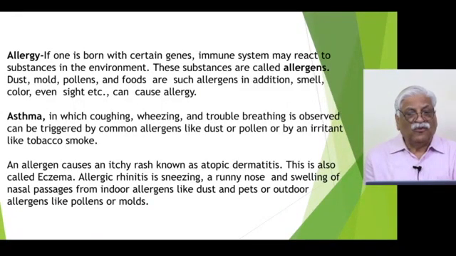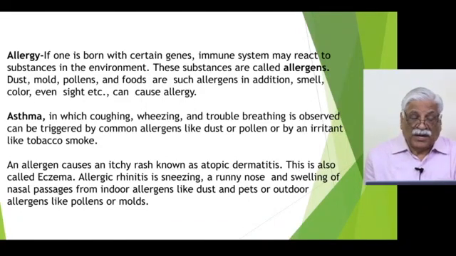What is allergy? If one is born with certain genes, the immune system may react to substances in the environment, and these substances are called allergens. Dust, mold, pollens and foods are all allergens. In addition, smell, color, even a sight of a person or sight of a particular scene can cause allergy.